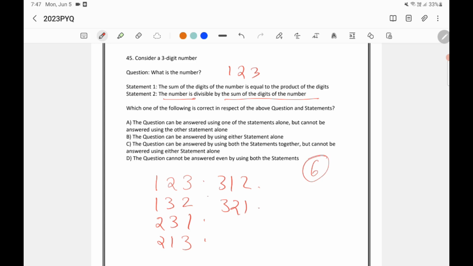So any number which is divisible by 6 will be an even number. So I can eliminate all the odd numbers here. So I can eliminate this number, I can eliminate this number, I can eliminate this number and this number. So only 132 and 312 remain.